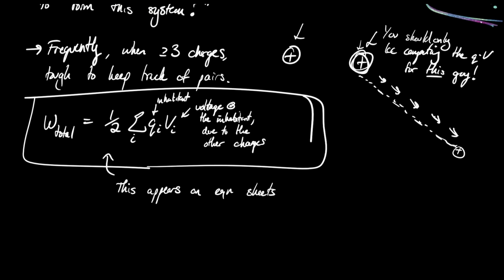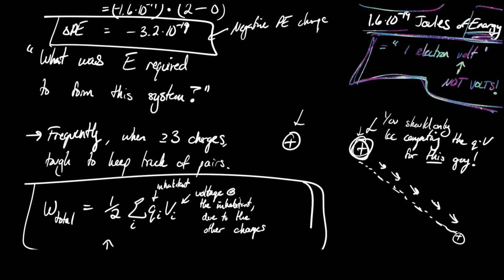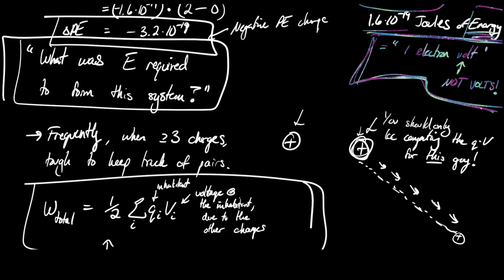And again, it's only for this very specific scenario of this very restricted question: what was the energy required to assemble this system into its current state? Okay, what was the energy required to build this charge configuration, starting with them all far away and slowly bringing them in towards one another?